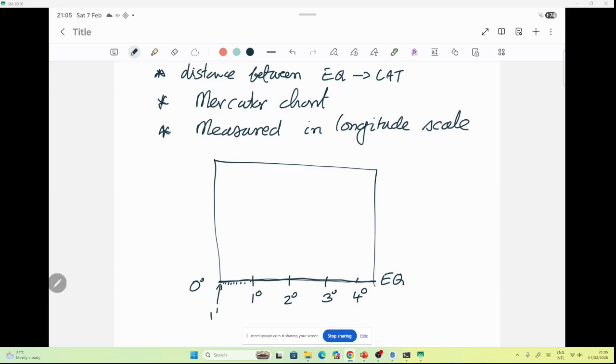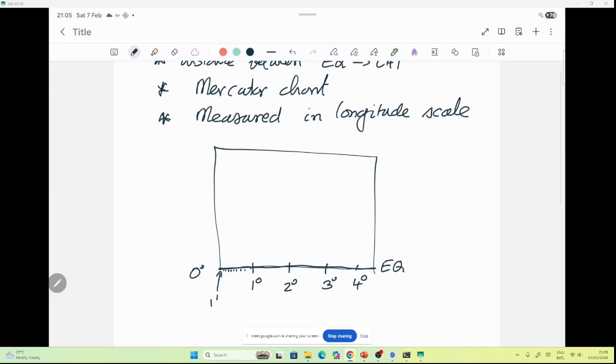Yes, sir. I just divided it into 60 because 1 degree is equal to 60 minutes. So 1 degree divided into 60 pieces, each piece will be equal to 1 minute of longitude. Okay, are we clear? Yes, sir. Clear. Okay, right.